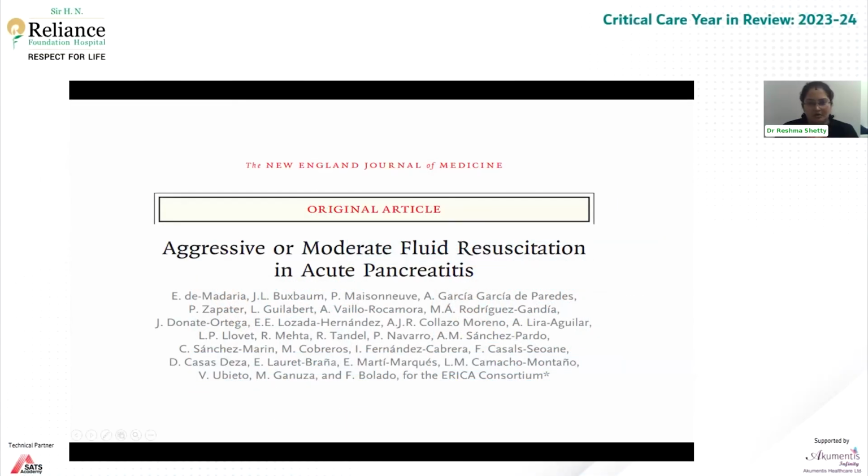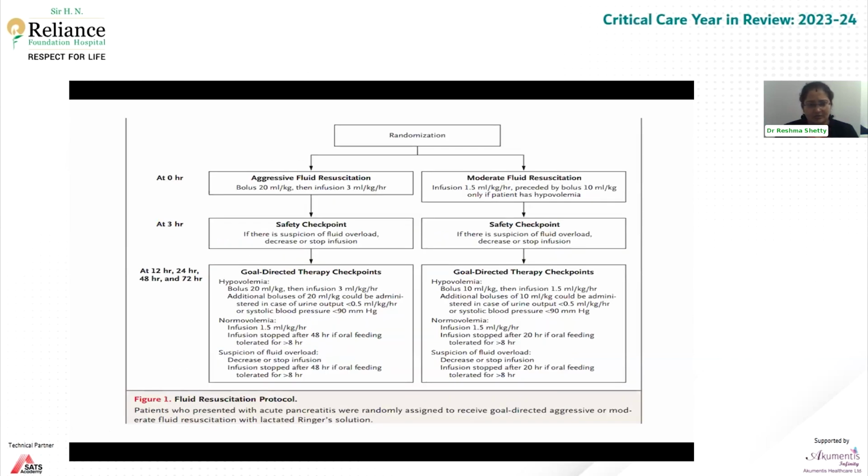So my first article is on aggressive or moderate fluid resuscitation in acute pancreatitis, which is published in NEJM. There was a randomization of the patients with pancreatitis, and they were subdivided into patients receiving aggressive fluid resuscitation and moderate fluid resuscitation.